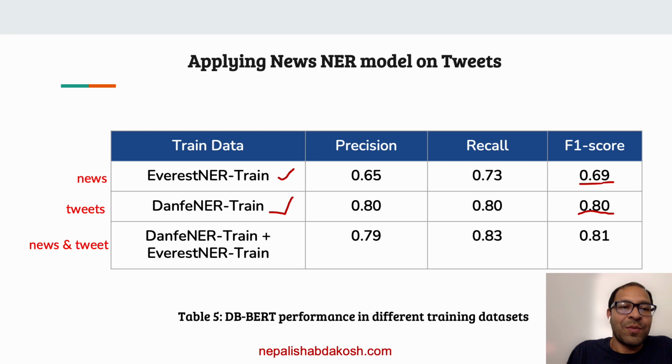Lastly, we combined both the examples developed for formal news articles as well as for tweets, which is DanfeNER train and Average NER train, and then evaluated again on the DanfeNER test. We obtained an F1 score of 0.81, a slight increase in the micro F1 score by 1%. There is a large improvement that we observed at the macro level, which we have not listed in this table, compared to the micro level. We have discussed that in our paper.